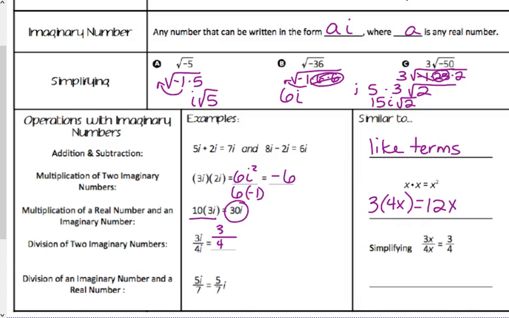Now, when we're dividing an imaginary number and a real number, it's again the same as when we are dividing regular numbers. So we have 5i over 7 is equal to 5 over 7 times i. We get the same thing if we were to take 2x over 3. We would simplify that to simply 2/3 x. It's not much different than working with real numbers, just a little bit.